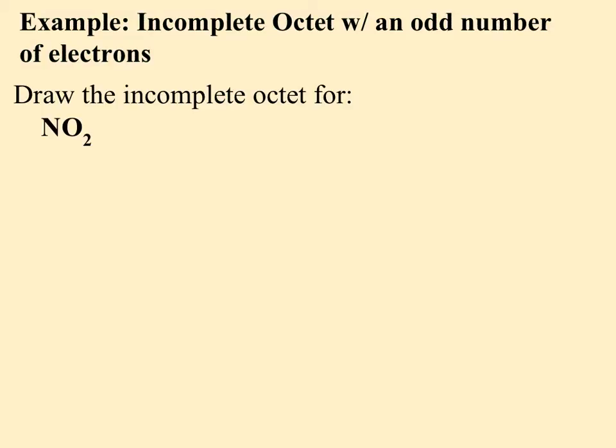I have NO2, and when I count my electrons, I have 5 for the nitrogen. I have 2 oxygen with 6 each, so I have 17 electrons. Now, as soon as you come up with an odd number of electrons for your total, then you're going to have an incomplete octet with an odd number because you can't get an even number of pairs. You can't get pairs of 2 from an odd number. I can get 8.5 pairs out of this. That's the best I can do.